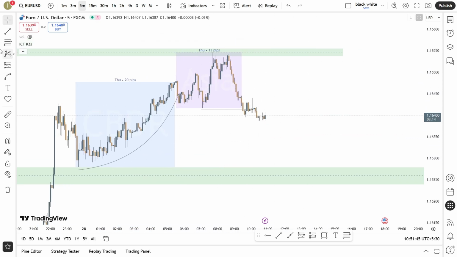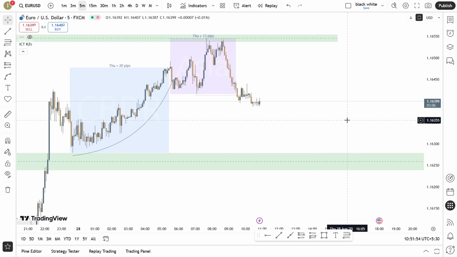So if the price protects this high, more likely we are going to come down and mitigate this FVG level. So this is the bias I'm having for today because the market is too choppy. So I'm not able to see a higher time frame perspective.